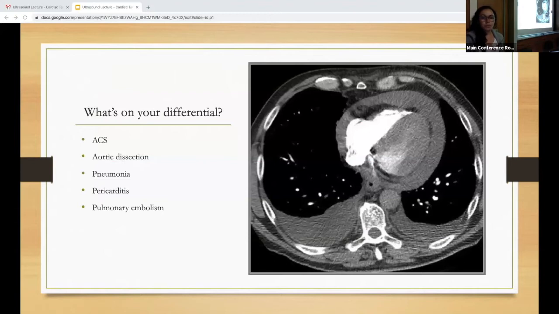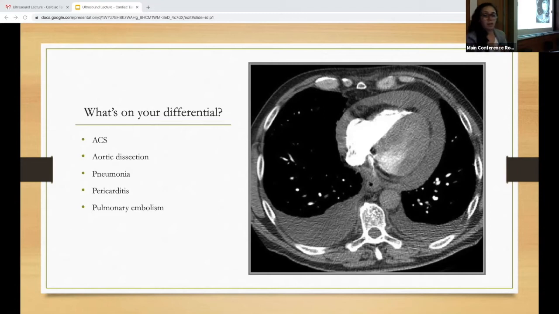So we have our usual suspects for chest pain on the differential. We have ACS, aortic dissection, pneumonia, pericarditis, and pulmonary embolism. I talked to his cardiologist who told me he'd gotten a cath in December of 2018, at which time he only had a 40% occlusion in his LAD. So it's very unlikely that this was an occlusive pathology. The patient did not have any recent infectious symptoms, and he had no PE risk factors.